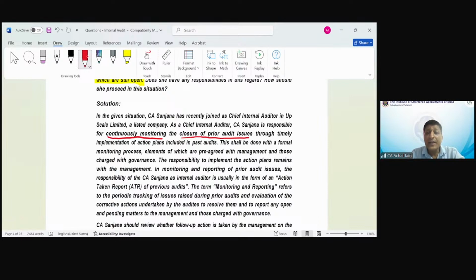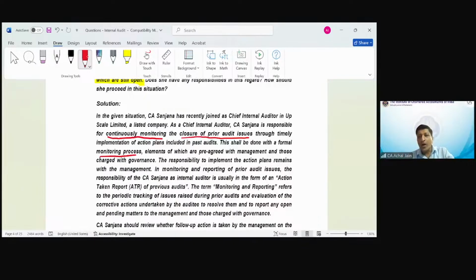So how should this be done? There has to be a process in place for monitoring, which has to be agreed with the management. Of course, why? Because it's something which is related to the organization. Yes or no? So that's why everything has to be discussed internally.